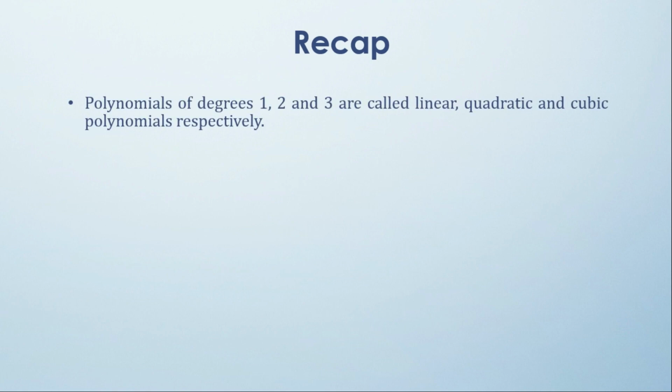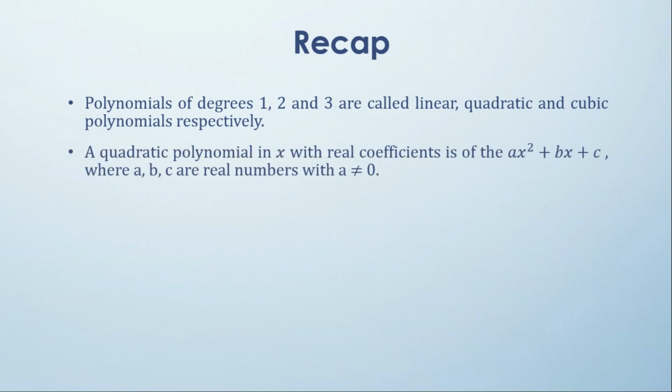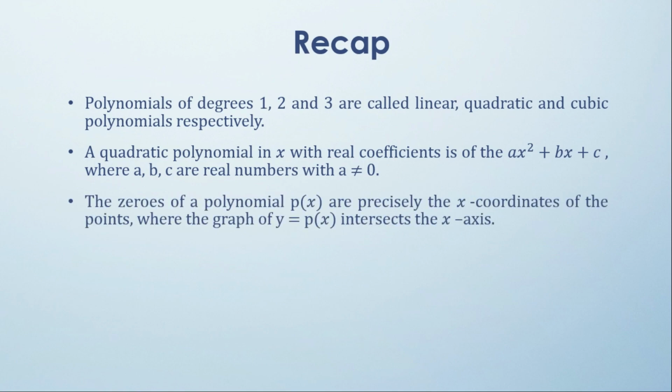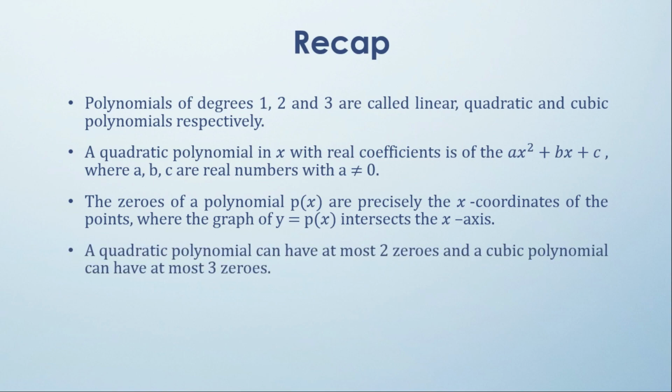We learned that polynomials of degrees 1, 2 and 3 are called linear, quadratic and cubic polynomials respectively. A quadratic polynomial in x with real coefficients is of the form ax square plus bx plus c, where a, b and c are real numbers and a is not equal to 0. The zeros of a polynomial p of x are precisely the x coordinates of the points where the graph of y is equal to p of x intersects the x-axis. A quadratic polynomial can have at most 2 zeros and a cubic polynomial can have at most 3 zeros.